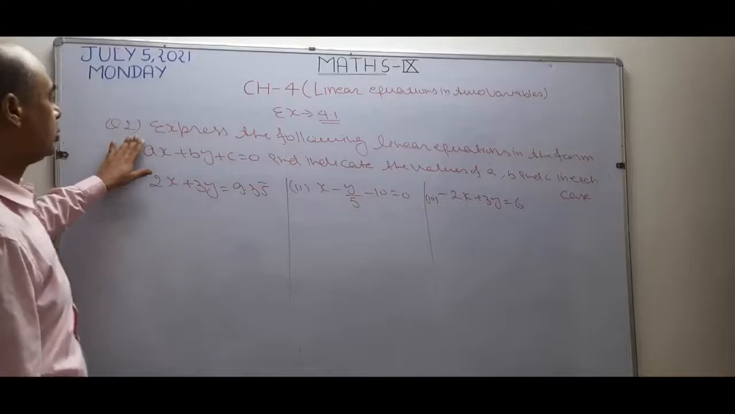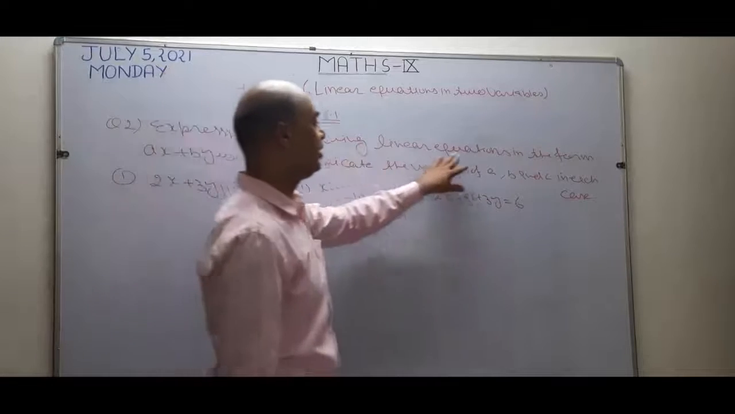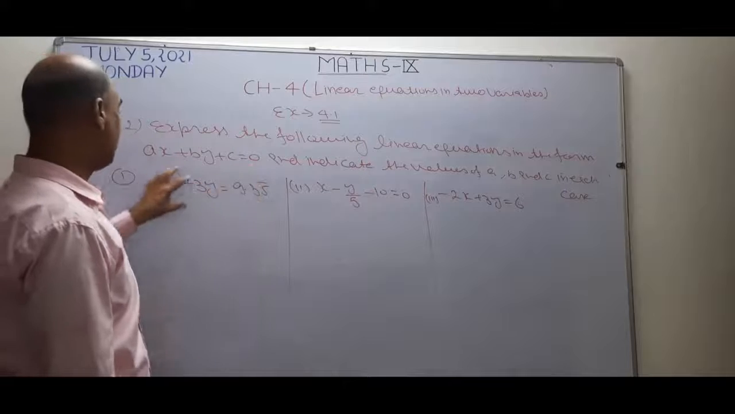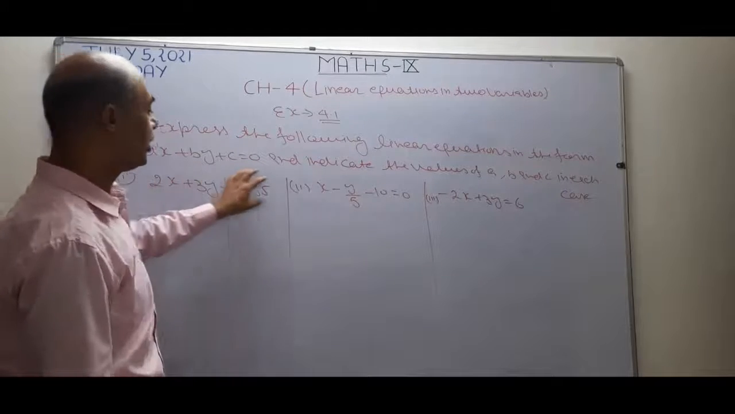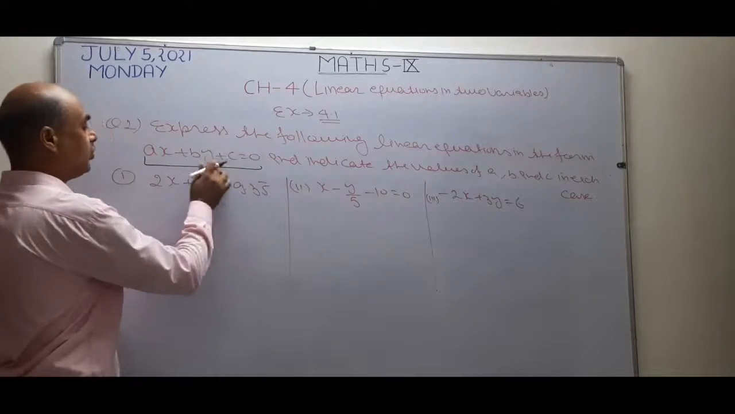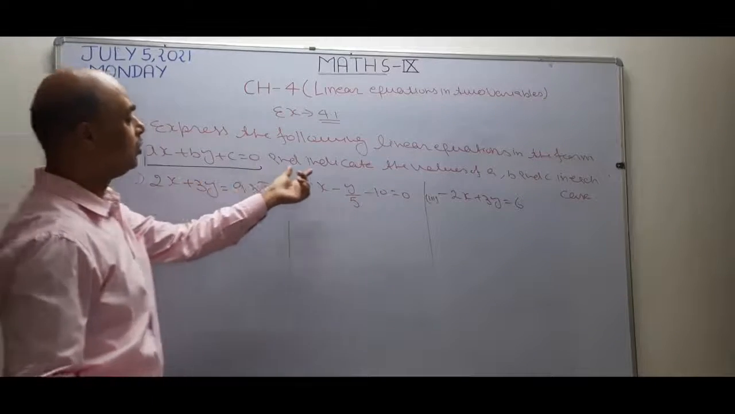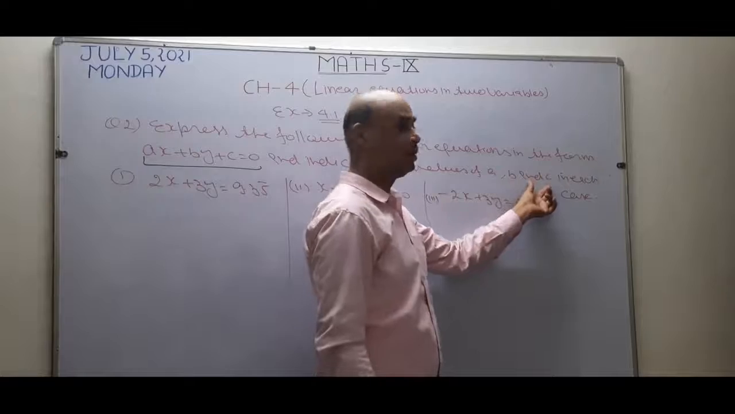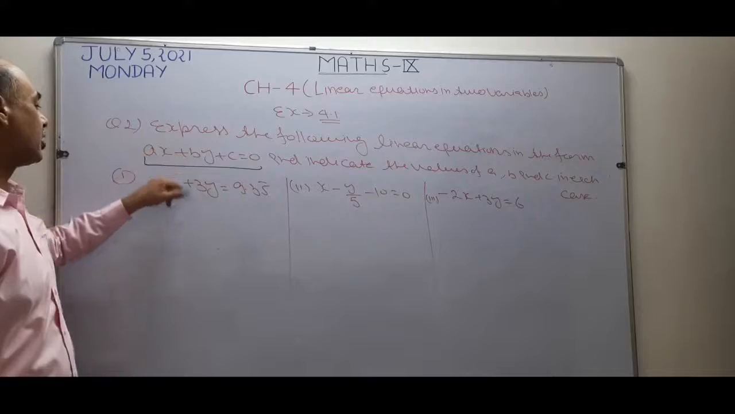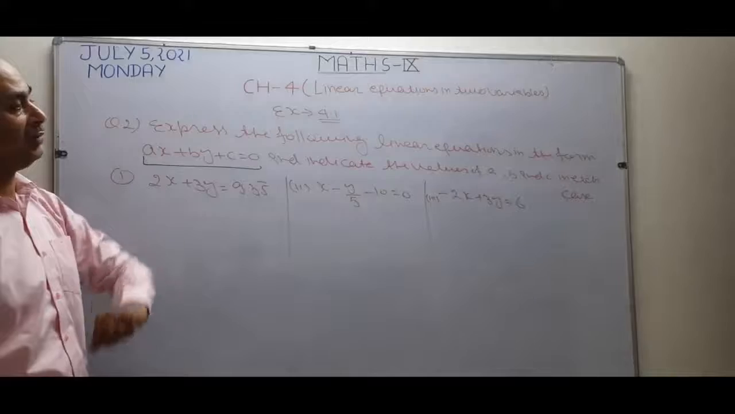Now I'm going to solve the second question of exercise 4.1. See what is given. Express the following linear equations in the form ax plus by plus c equal to 0. It means first I am going to represent the given linear equation in its standard form. This is the standard form of a linear equation in two variables. After converting them into the standard form, we have to find the values of a, b, c. How do we find the values? We compare the coefficient of x, the coefficient of y and the constant term. In this way, we find the values of a, b and c.